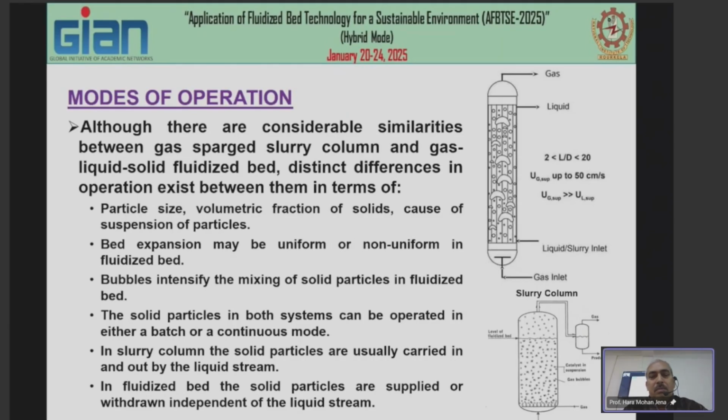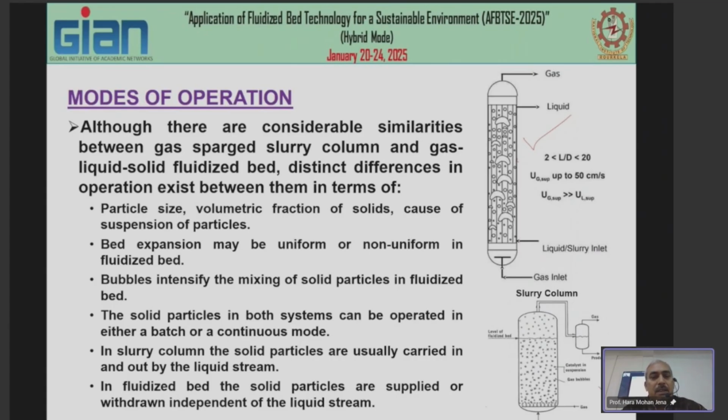Then the mode of operation. Although there are considerable similarities between the gas sparged slurry column and a gas liquid solid fluidized bed, as we have seen, there is a distinct difference in operation between these two systems, the sparged slurry column and the fluidized bed. As you see in the schematic here, the top one is the slurry column and the bottom one is a fluidized bed.